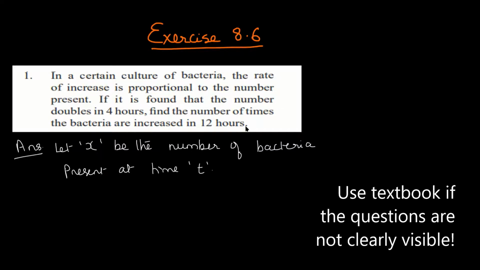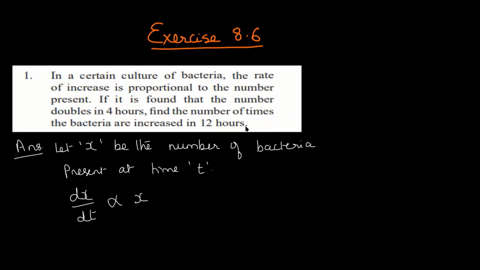So we can just write that. Now they have also given that the rate of increase is proportional to the number present. So according to the given condition, we have the rate of increase in the number of bacteria. That means we have dx upon dt is proportional, so we put the proportionality sign, to the number present. That means to x actually at time t. So we have dx upon dt proportional to x.